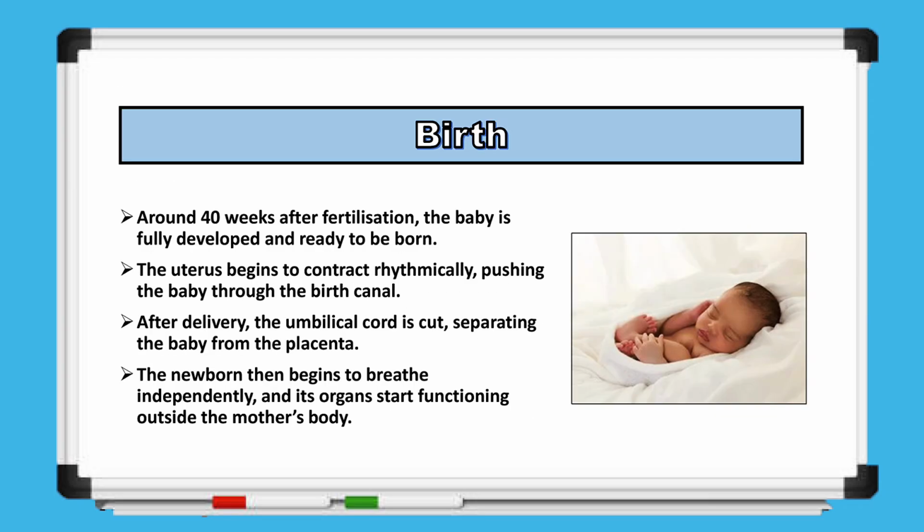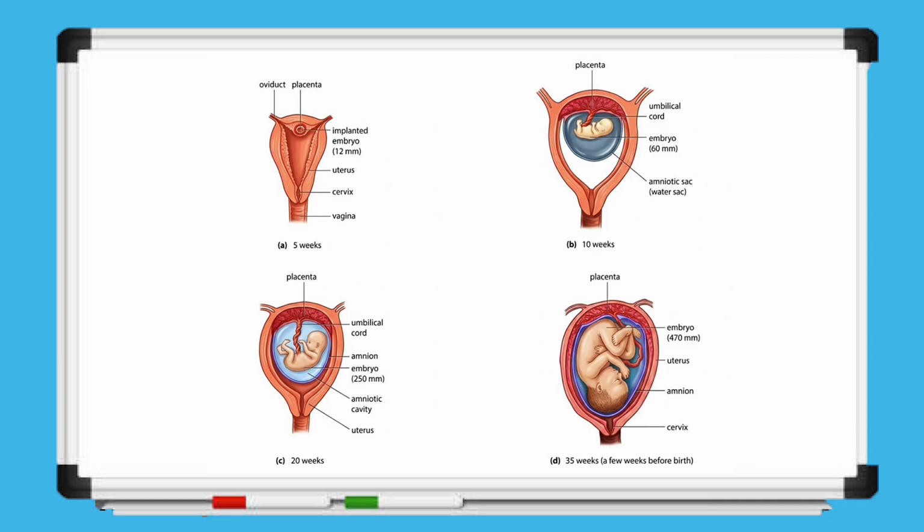Finally, around 40 weeks after fertilization, the baby is fully developed and ready to be born. The uterus begins to contract regularly, pushing the baby through the birth canal. After the baby is delivered, the umbilical cord is cut, separating the baby from the placenta, and the newborn begins to breathe independently while its organs start functioning outside the mother's body. So, development takes place over a period of about 40 weeks, during which the embryo gradually grows and develops into a fully formed fetus.